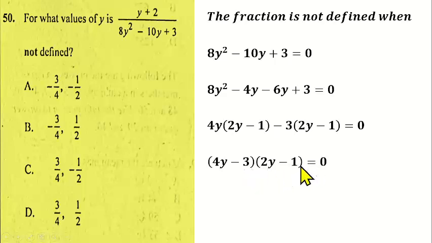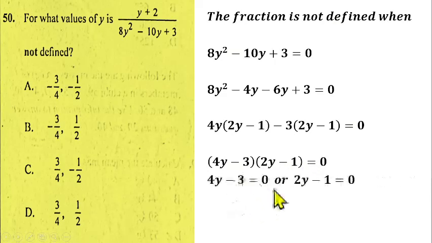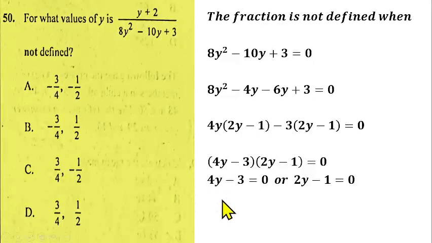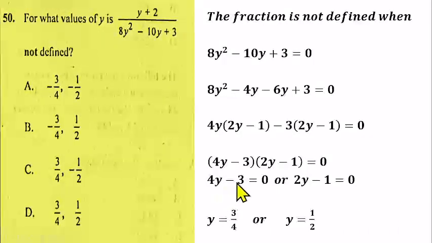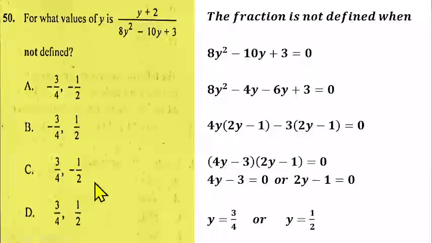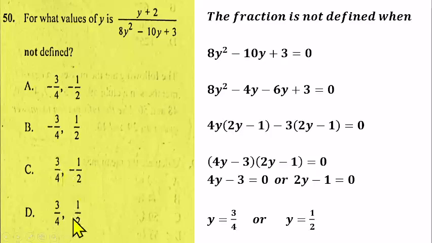So that means each of these is equal to 0. So you have 4y minus 3 equals 0, or 2y minus 1 equals 0. From there, 4y equals 3, then divide by 4, y will be equal to 3 over 4. Or, collecting like terms here, 2y equals 1, then divide both sides by 2, y equals 1 over 2. So that makes option D the correct answer for question number 50.